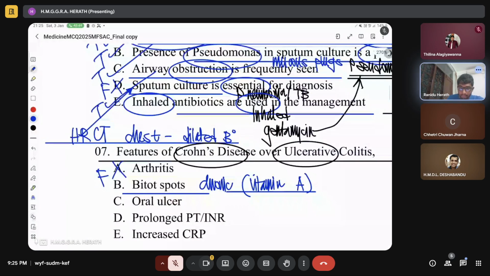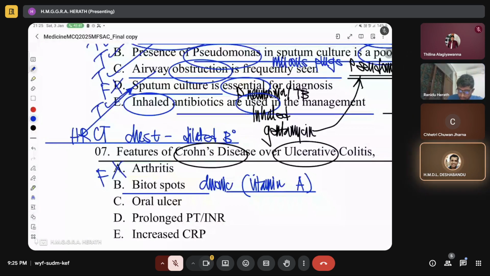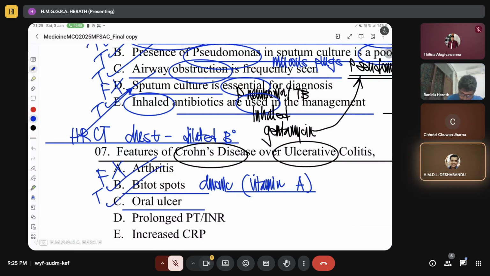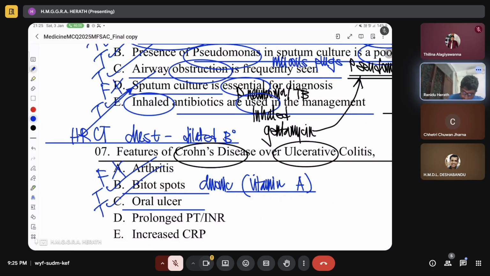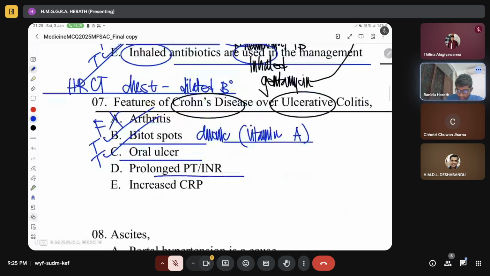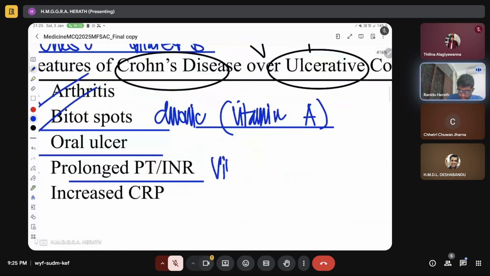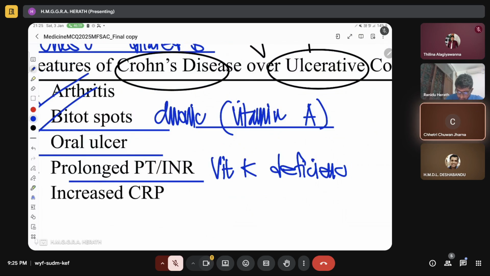More common to get in Crohn's disease. Why? Small intestine. Small intestinal manifestations are common in Crohn's disease, not ulcerative colitis. So this is true. Oral ulcers: common in Crohn's disease or ulcerative colitis? Crohn's disease, true. Prolonged PT INR, vitamin K deficiency. But can ulcerative colitis also cause vitamin K deficiency?